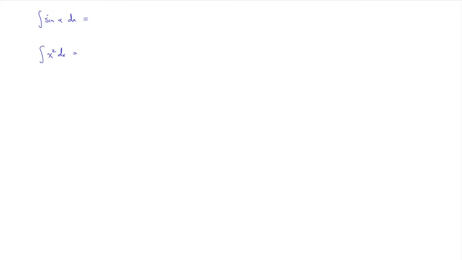Okay, you try these two, and at this point, the only method you have for trying them is guessing. So guess, check your answer by taking its derivative and see how well you did. And if you didn't quite get it, modify your guess and see if you can't zero in on the antiderivative here. So take a few minutes, pause the video, and when you're ready, start it back up again, and we'll see how you did.